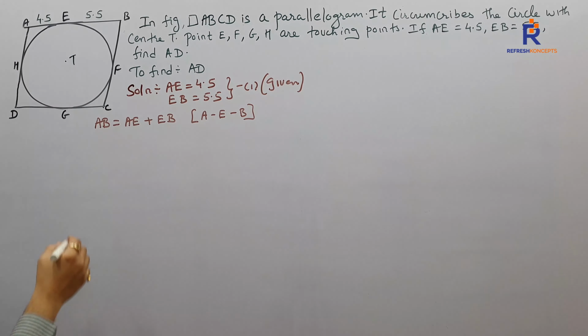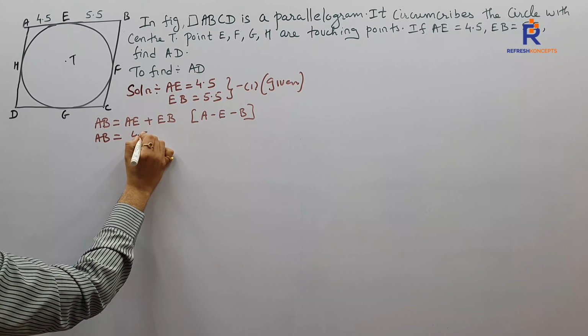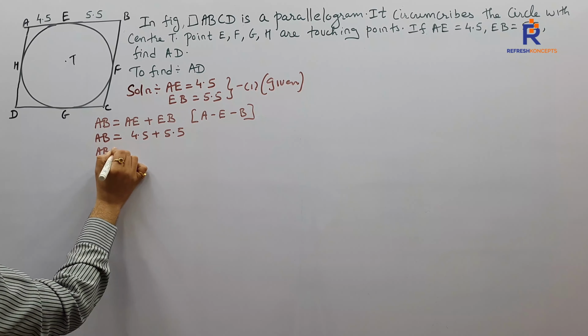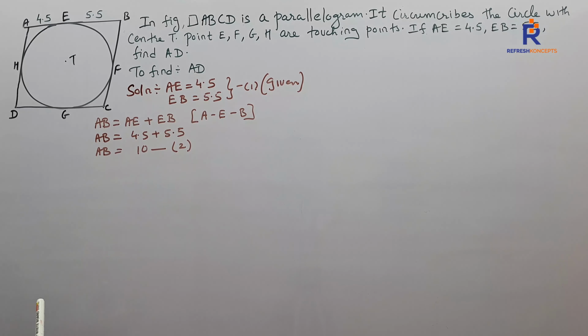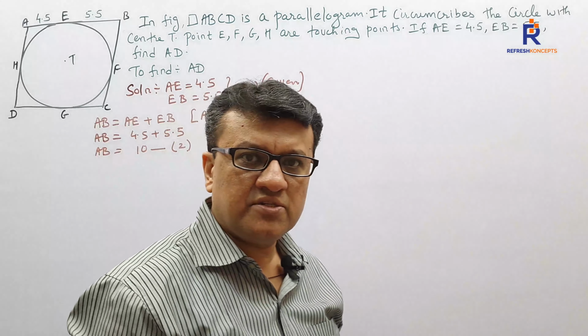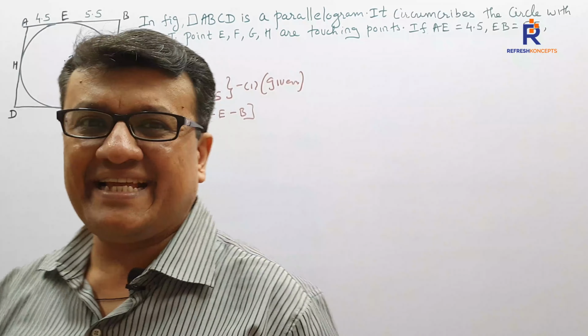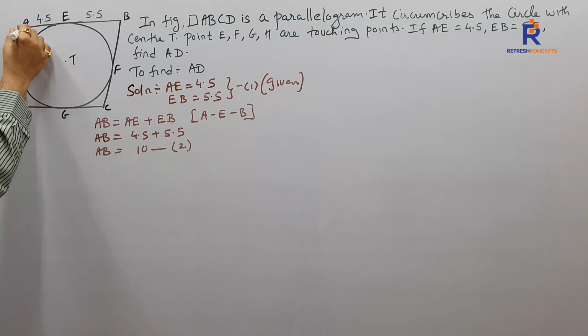So, what is AB? Then AB turns out to be 4.5 plus 5.5. AB turns out to be 10. Equation number 2. Right, children? Quite simple. With this, now there are some slight changes. Now what we need to do? We need to find out AD. This is what AD is.